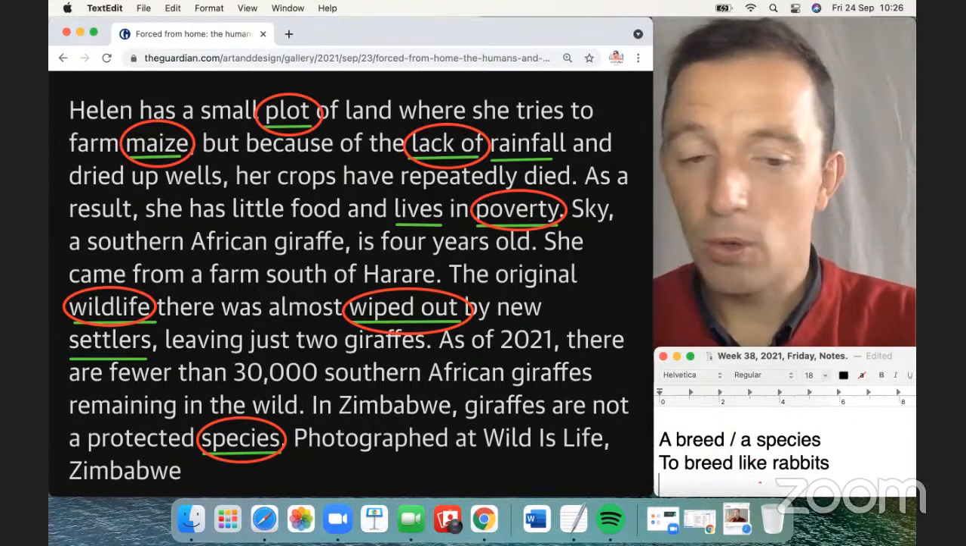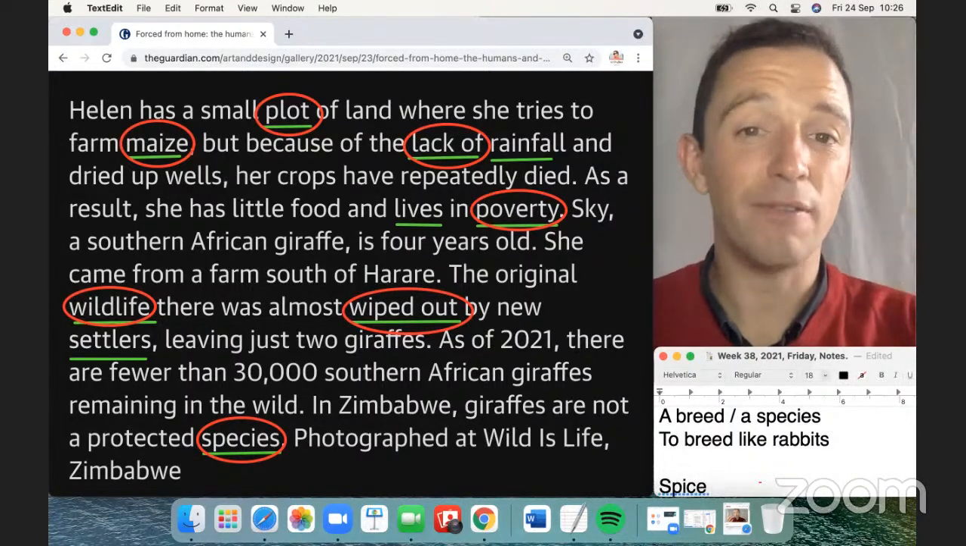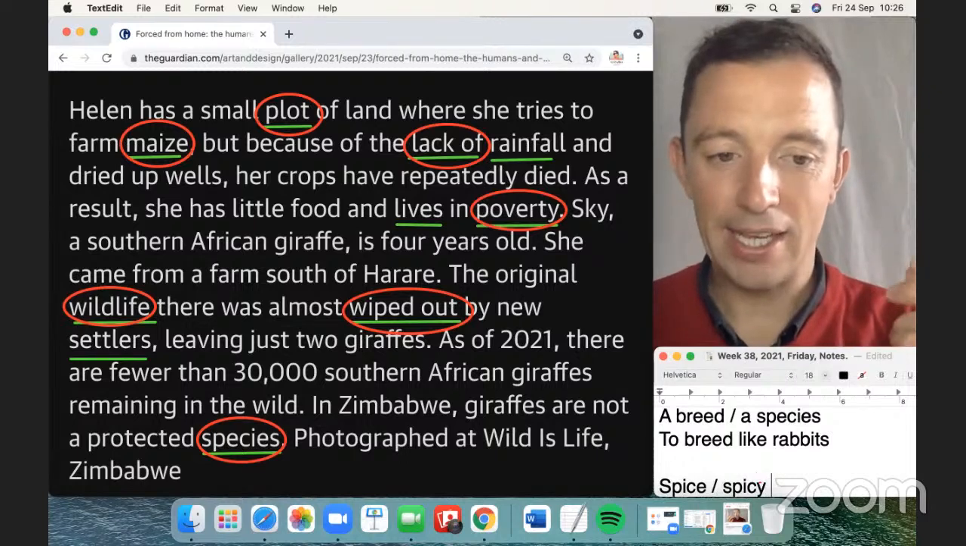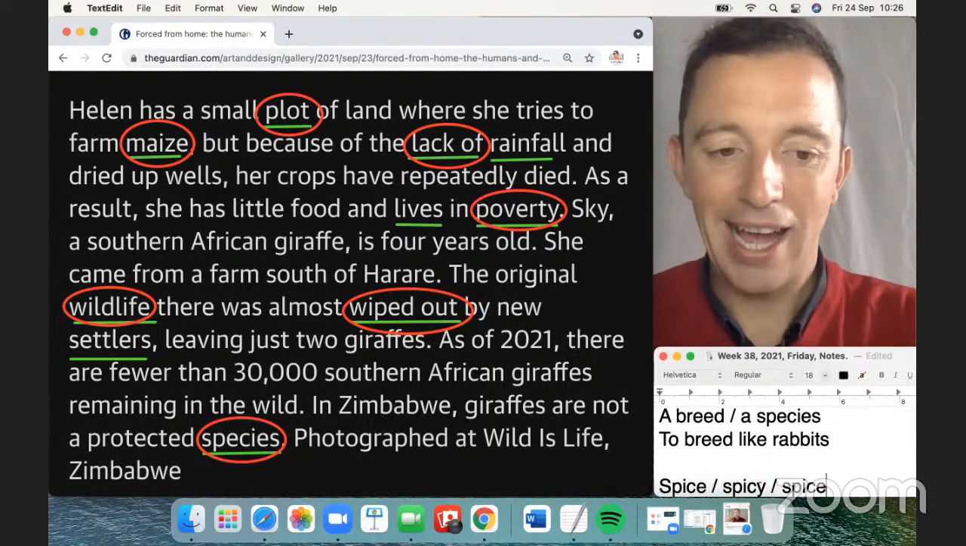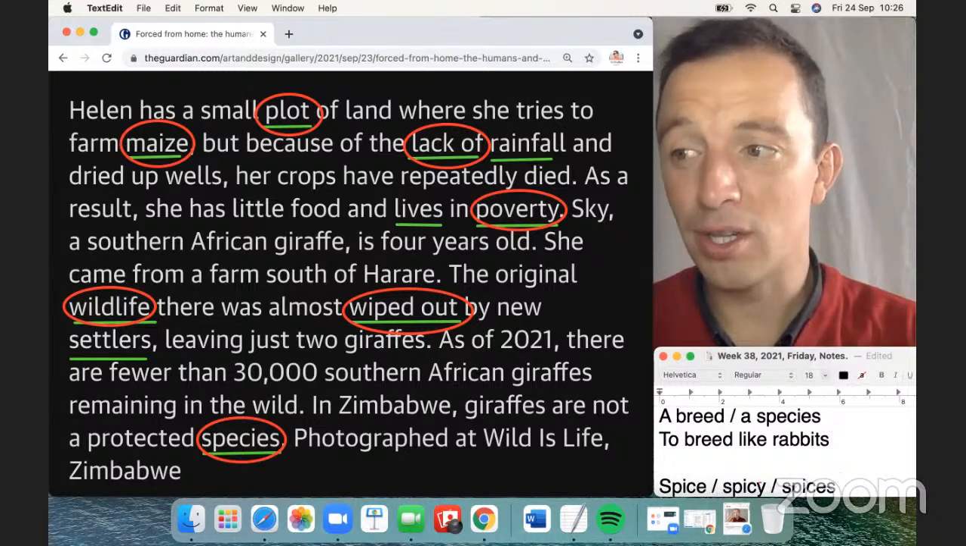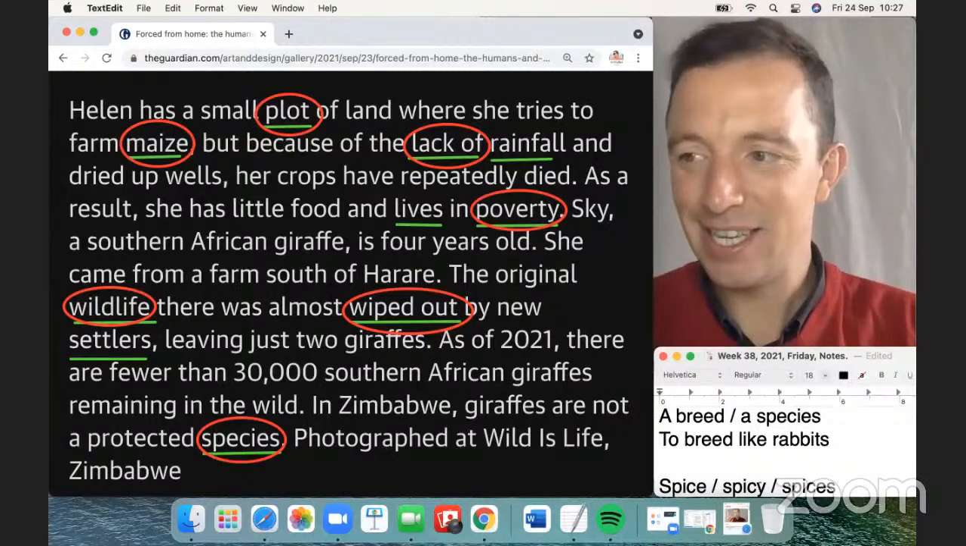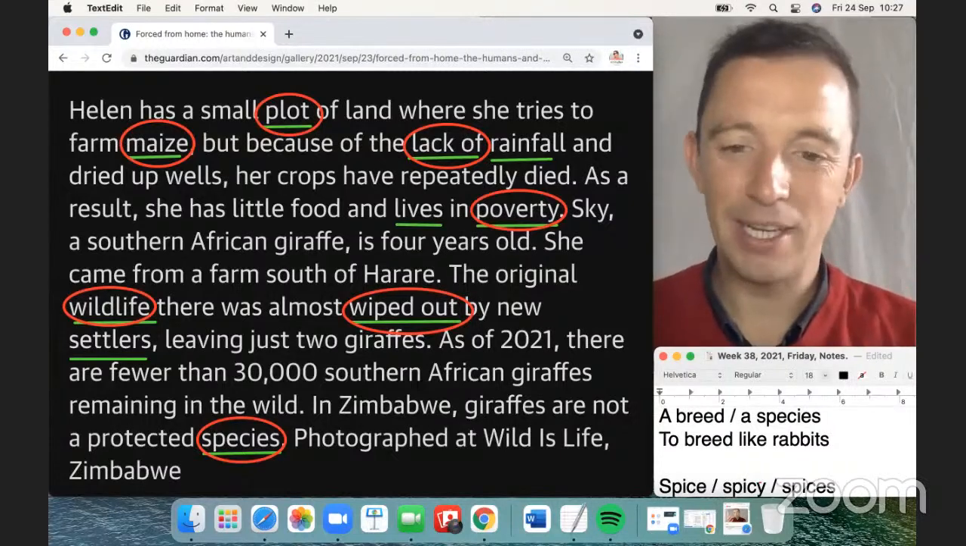The second word is spice, related to food. Spice is the noun and spicy is the adjective, and spices are the plural of the noun. So spice, spices, and spicy, and species. So you need to be a little bit careful.